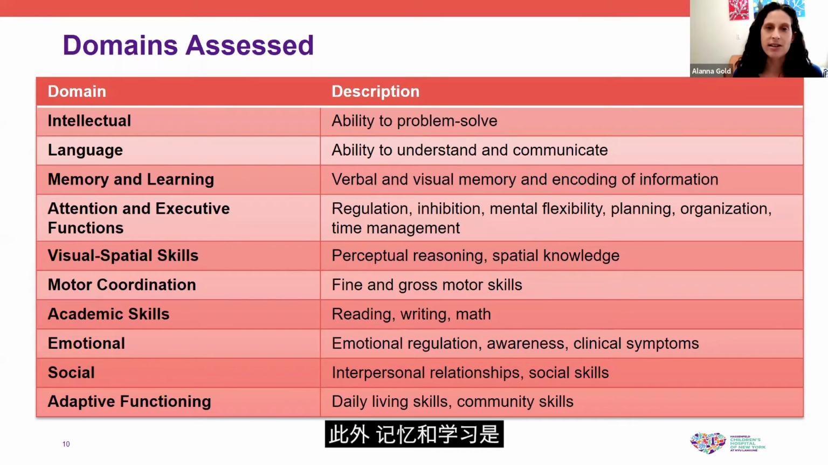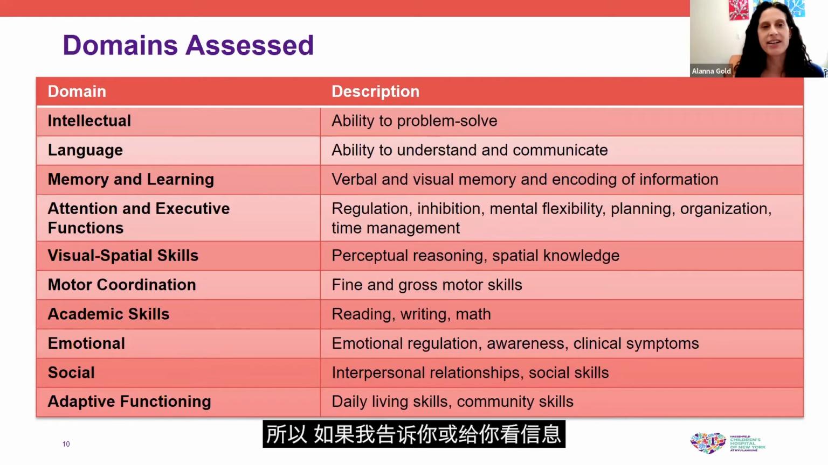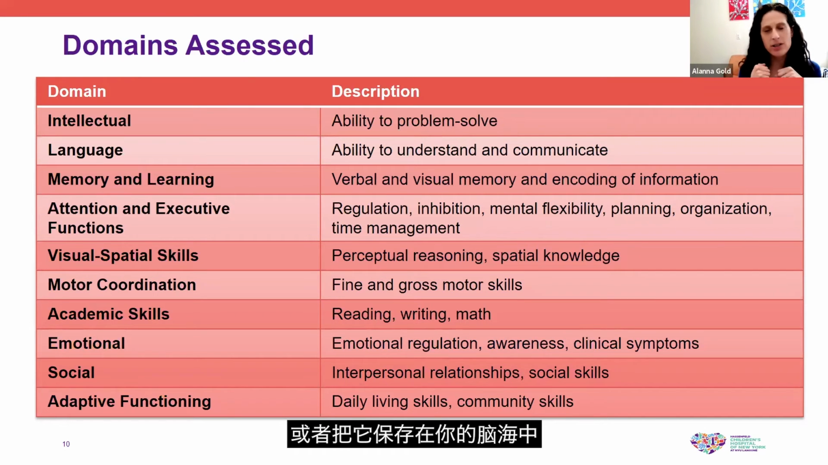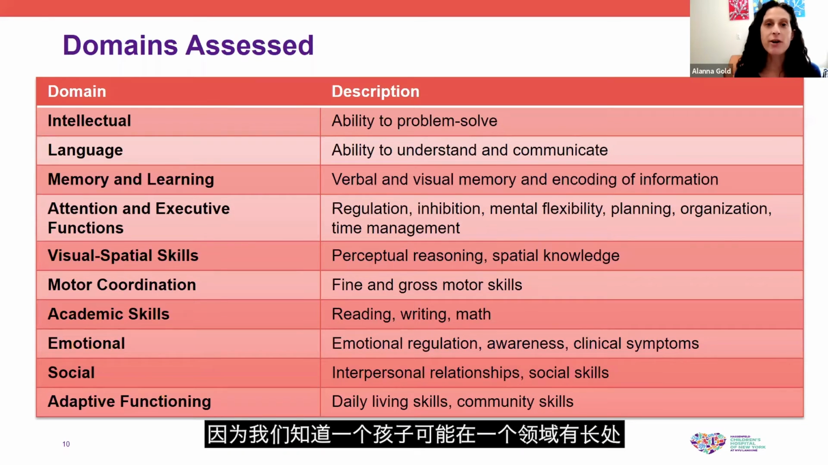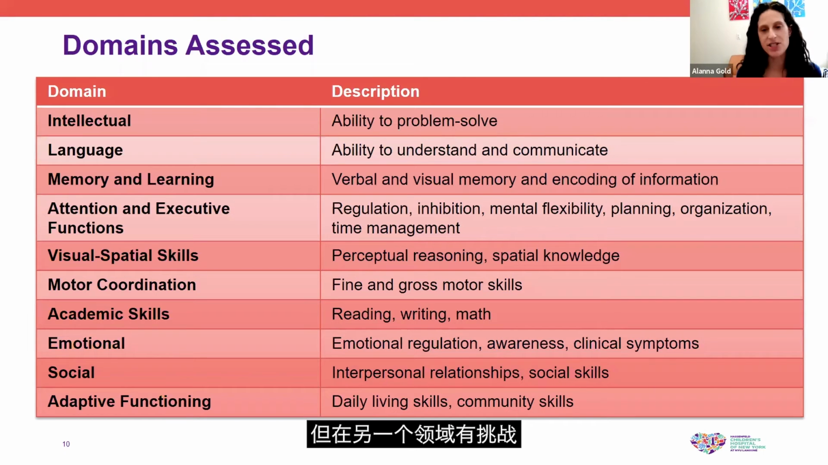Additionally, memory and learning is another domain we assess. This includes encoding of information. So if I tell you or show you information, how are you at encoding it in your mind or holding it in your mind and storing it for later? And once it's stored, how do you retrieve or recall that information? It's important to look both verbally and visually at memory and learning, because we know a child could have strengths in one area but challenges in another depending on their profile.